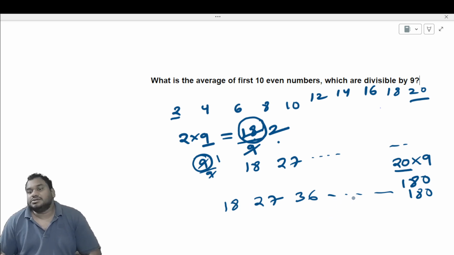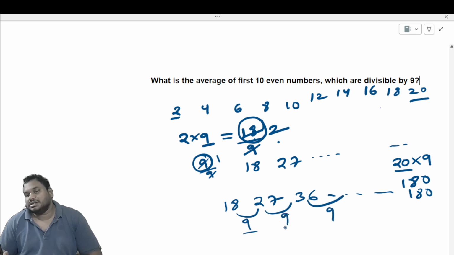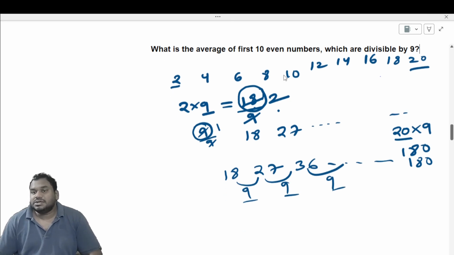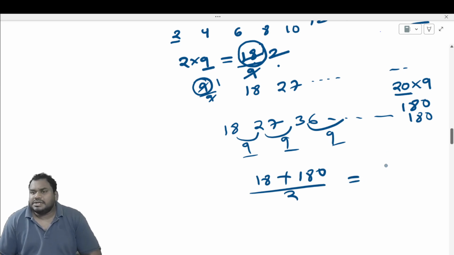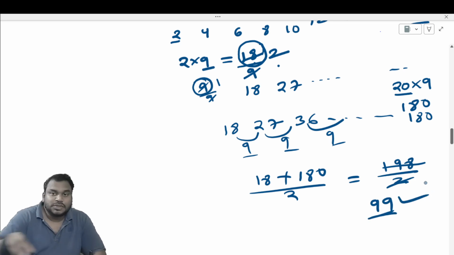Instead of doing that, as they are in arithmetic progression, what is the difference? 9. In every term there will be a difference of 9. So they are in arithmetic progression. If the terms are in arithmetic progression, you can directly add the first term and last term and divide by 2. 180 plus 18 is 198, divided by 2. 2 9s are 18, 2 9s are 18. 99 is the answer for this case.